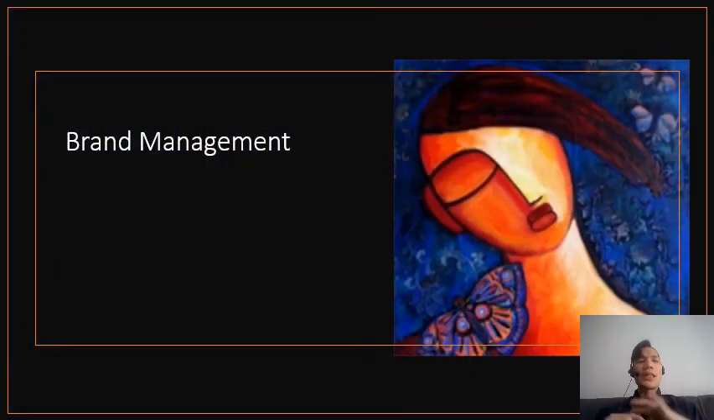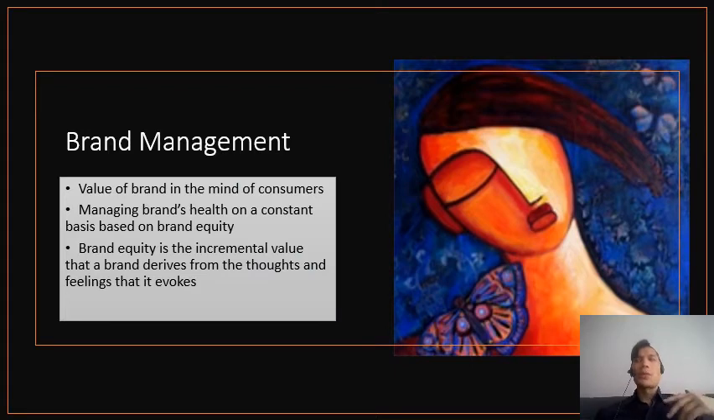Now, taking the next step, that was just looking at the quantitative side of brand equity. But what about the qualitative side of brand management? The qualitative side of brand management is to really extract what the value of the brand is in the mind of the consumers. And this is how you need to manage the brand's health on a constant basis based on the brand equity. Brand equity is the incremental value that the brand derives from the thoughts and the feelings that it evokes. So it's very, very qualitative in nature.